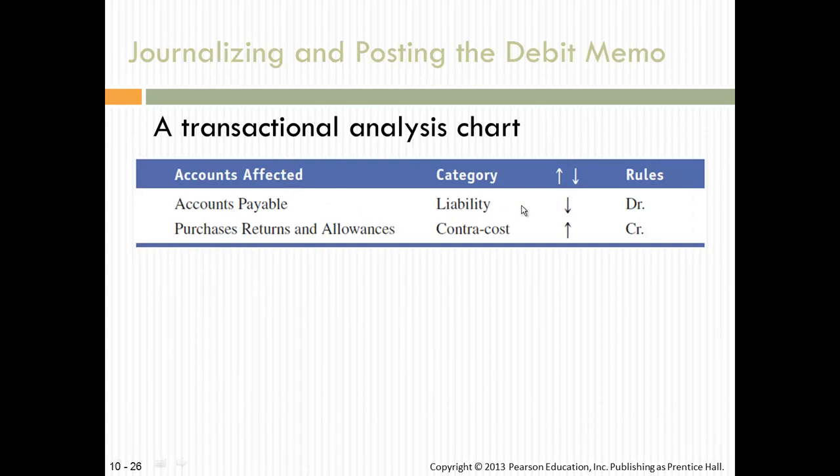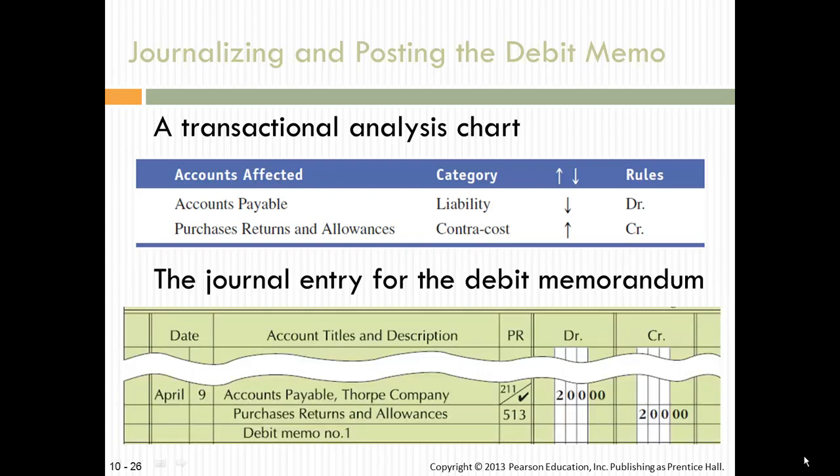And here is journalizing and posting the debit memorandum. Accounts payable is debited, and a purchase return and allowance is credited. This is the contra cost, and the liability goes down because you don't owe for the defective product. And here's what it looks like when you book it in the journal entry.